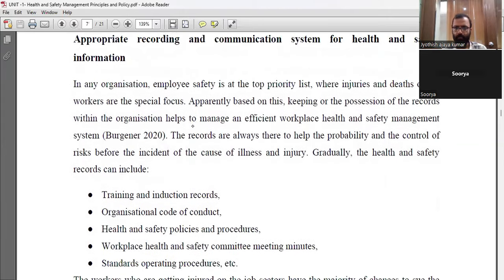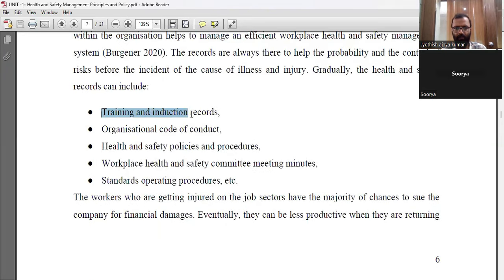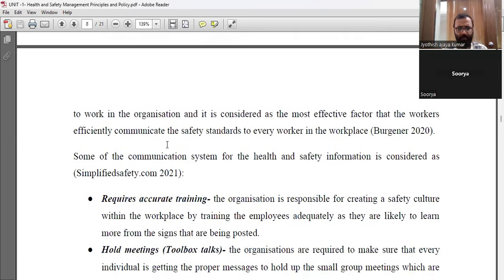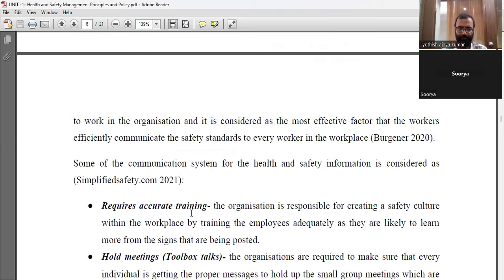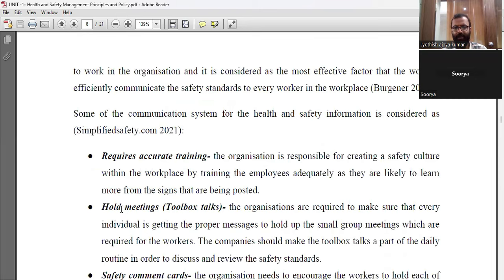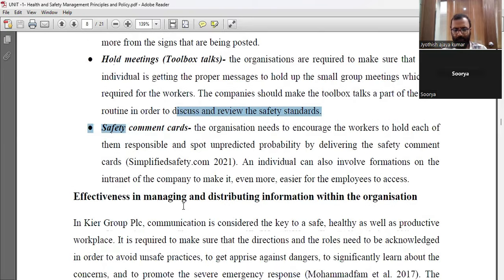Keeping possession of records: records will be kept, and this would include training, organizational code of conduct, health and safety policies and principles, workplace health and safety committee, standard operating procedure, etc. All this would be there in all organizations. In this organization also we have this. Some of the communication systems for health and safety information require accurate training, holding meetings, toolbox talks, and safety comment cards. Now, effectiveness in managing and distributing information within the organization. This is also there.